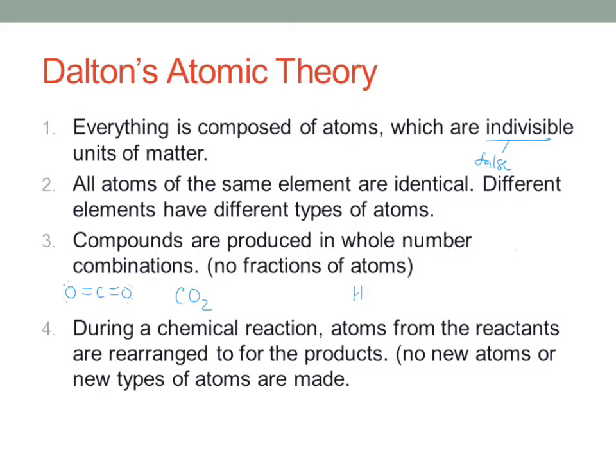Ditto, water, right? So H2O. Two hydrogens for every one oxygen. These are whole number combinations. These are not fractions of things. So the third postulate for Dalton was just that compounds are produced in whole number combinations. We don't have fractions of atoms.